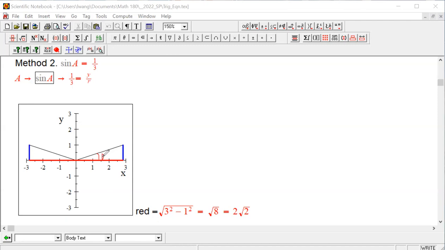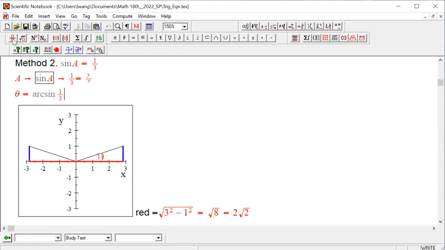The angle can be represented by arc sine. So you're going to assume theta equals arc sine of 1/3. You don't need to worry about its value, the calculator will give you a value, and your math professor will most likely have a preference for you to just show it this way.